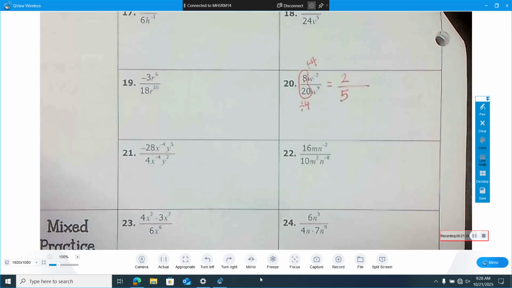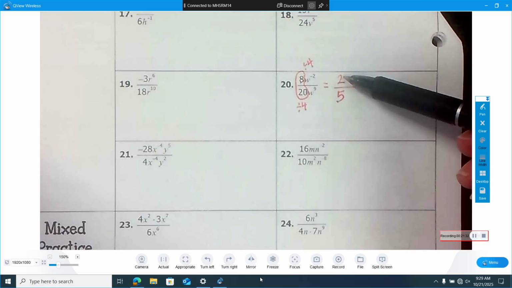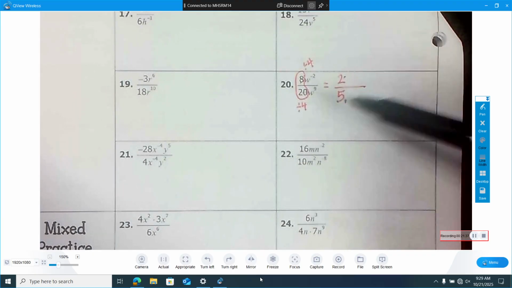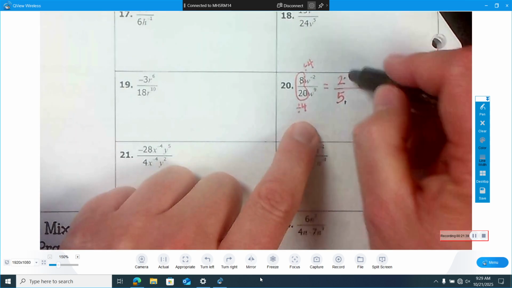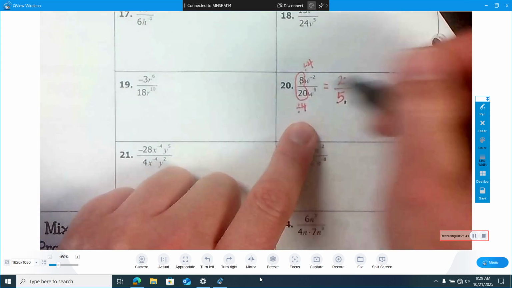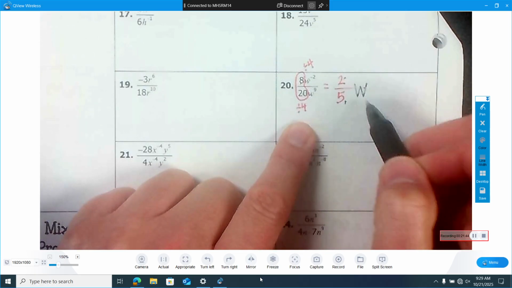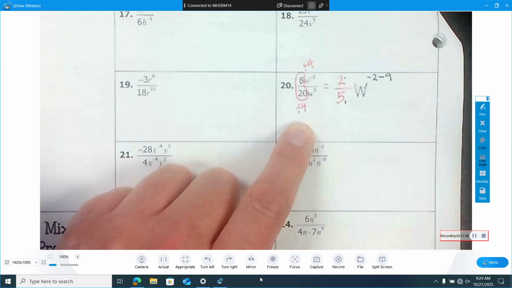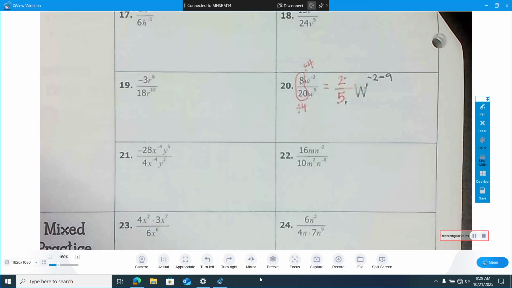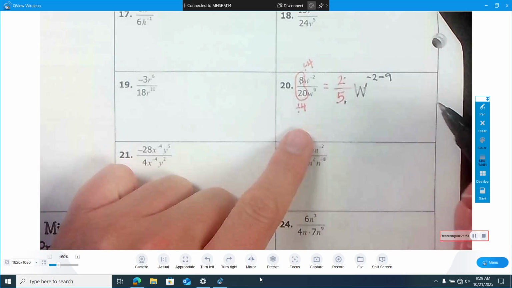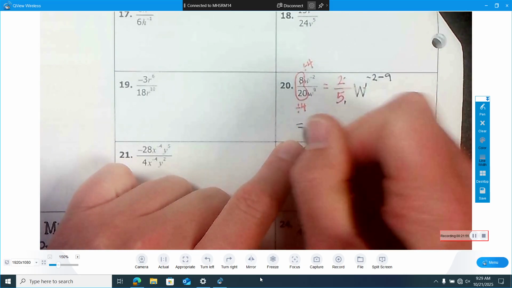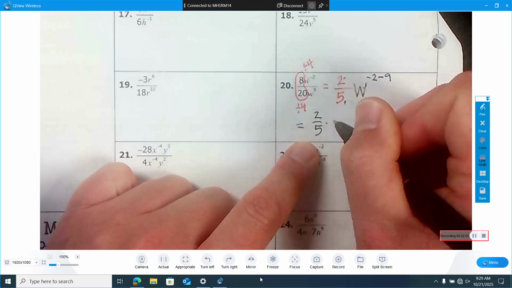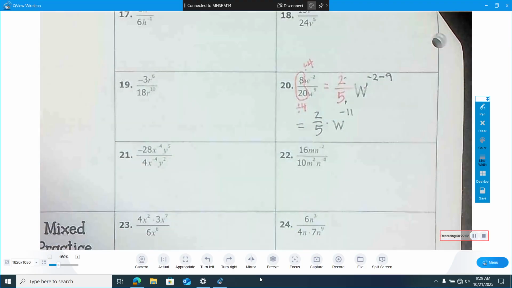5, good. All right, and so you can see 8 divided by 4, the 2 stayed in the numerator. 20 divided by 4, the 5 stayed in the denominator. Okay, now, that's my fraction. Now I got my W's. Let's look at my base of W. I'm going to do negative 2 minus 9. And what is negative 2 subtracting 9? Negative 11. So I have 2/5 times W to the negative 11.